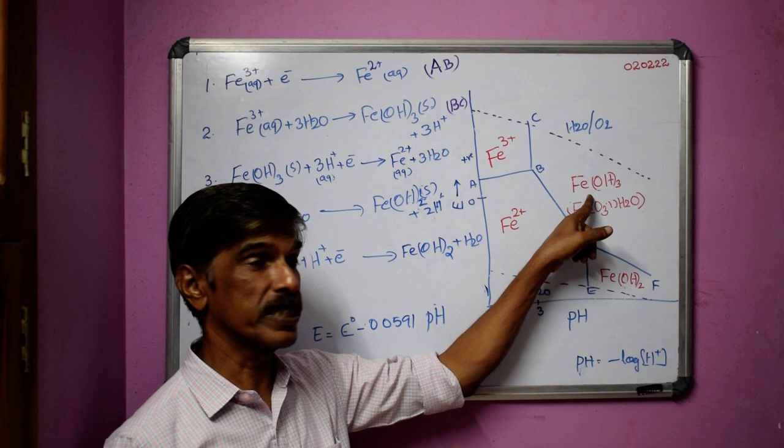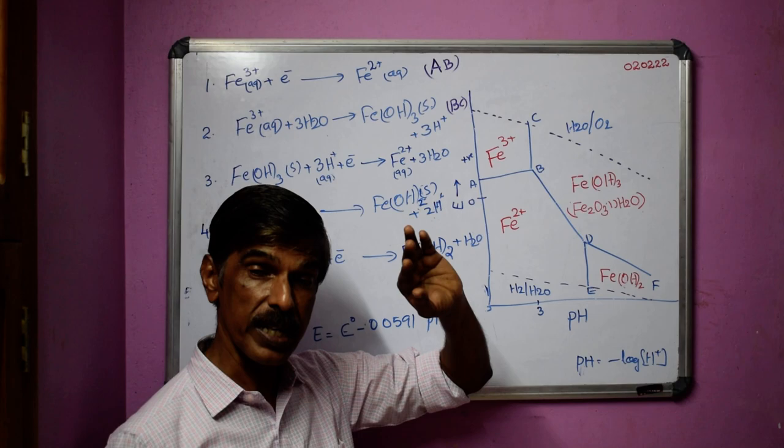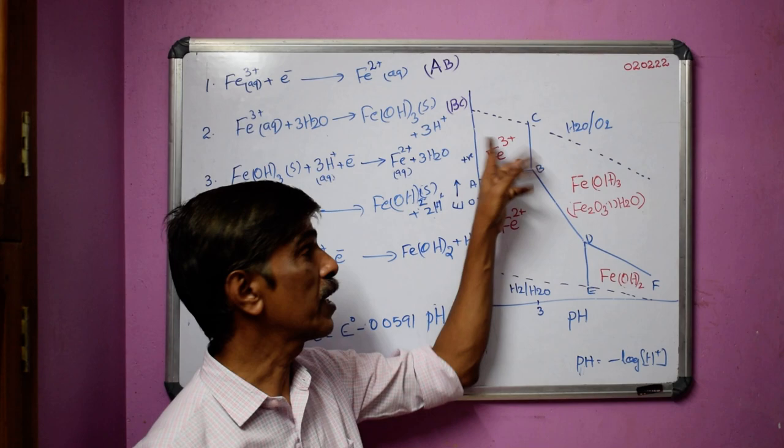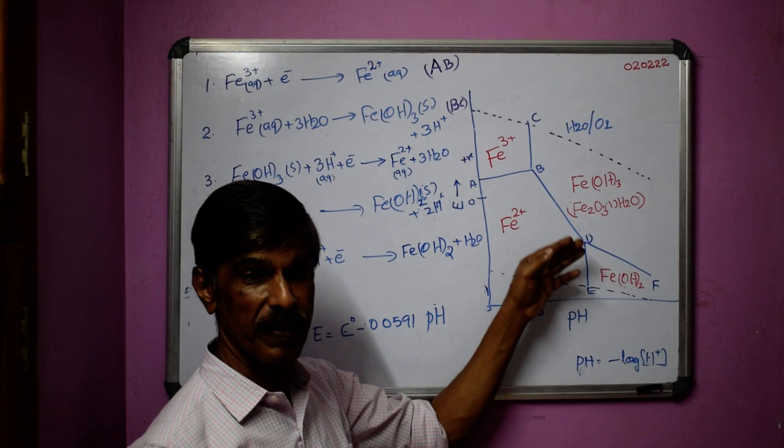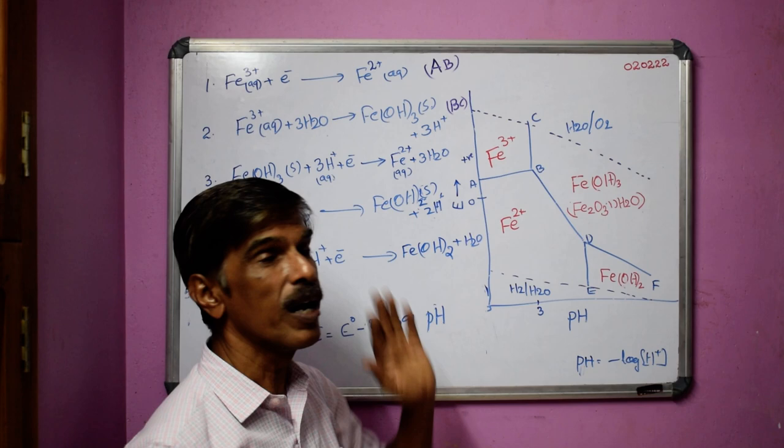But it can exist as Fe(OH)3, or Fe2O3·nH2O, ferric hydroxide or hydrated ferric oxide, depending on the potential. And the higher the pH, you can see, the lower is the potential at which Fe(OH)3 exists.